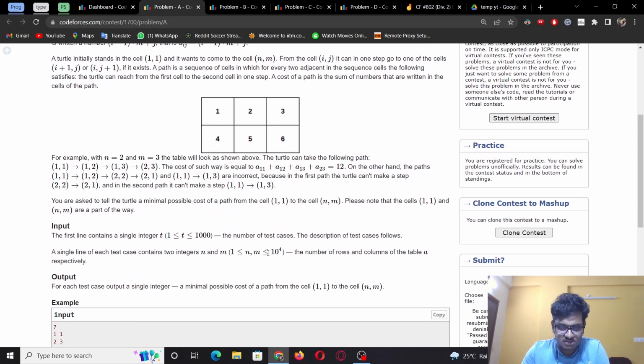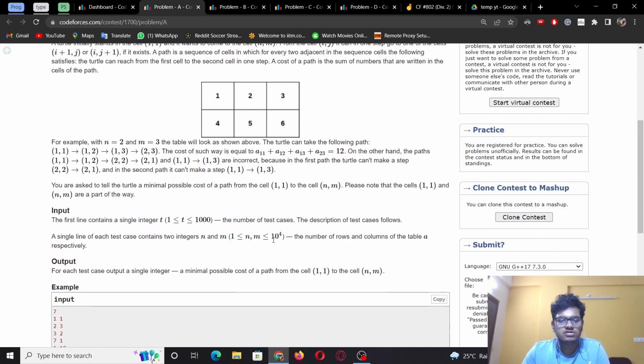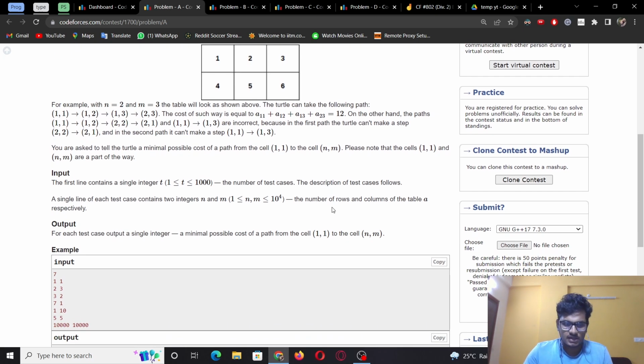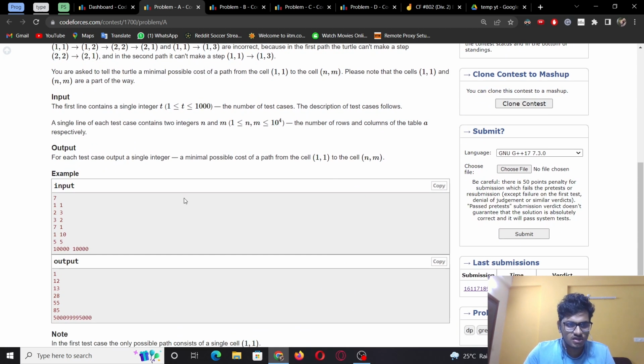And that's basically it. As you can see, they have given n and m as 10 to the power 4, so n into m would be about 10 to the power 8 at maximum. And so they expect a linear solution from us in terms of O(n + m), and not a quadratic solution or one in which we check all paths. Now they have given some test cases.